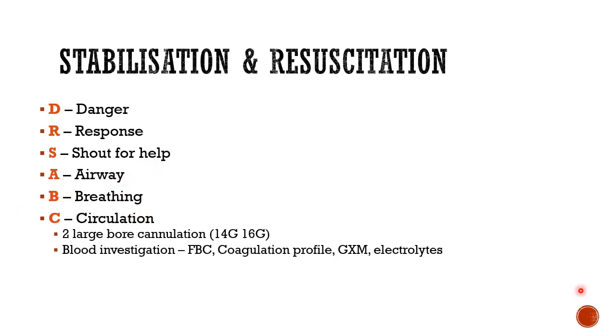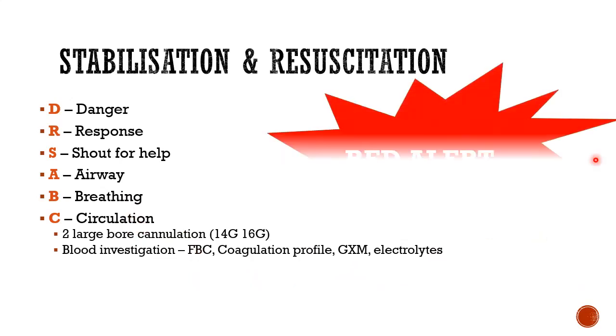So airway and breathing, as usual, I'm not going to talk much about here. Circulation will be the important part here. You need to secure 2 large bore branulas. Large bore means 14 gauge and 16 gauge. So go to the labour ward and find out what is 14 and what is 16. Then for the blood, you need to syringe out some blood, ideally 20 cc. If you can get 10, do full blood count, coagulation profile, GXM, and electrolytes.